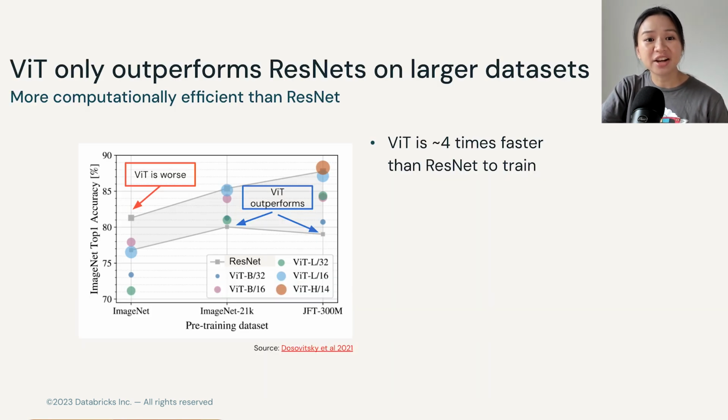We find that ViT only outperforms ResNets, which is another popular convolutional network-based neural network for computer vision, on larger datasets. So you can see that for ImageNet alone, when the image dataset is smaller, then ViT performs worse. But on larger datasets, ViT outperforms ResNet. Something to note though is that ViT is much more computationally efficient to train than ResNet. In fact, it is 4 times faster than ResNet to train.